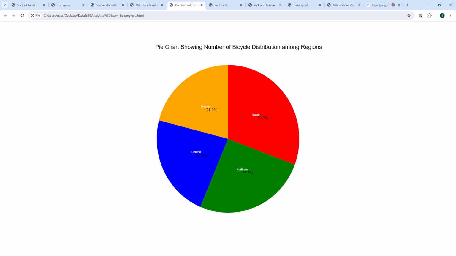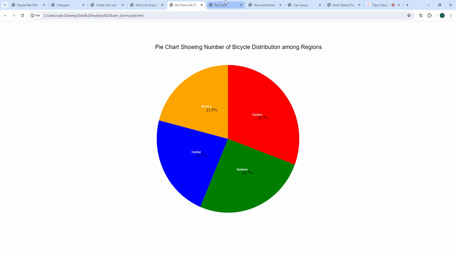So we see that in the eastern region, when you look at the total number of bicycles, the eastern region had 30.7%. The northern region had 25.7%, which is represented by the green slice. The central region has 22.7%, represented by the blue slice, and the western region took up 21.0% with the orange slice.